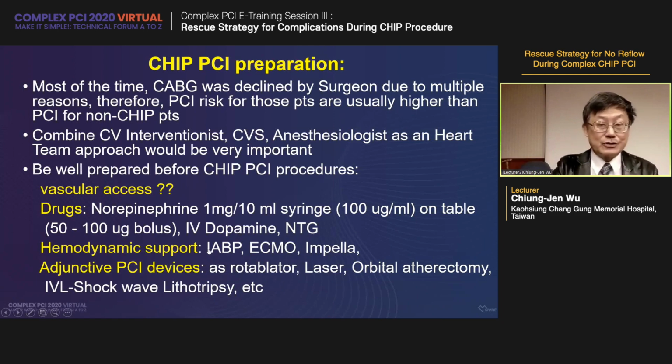Hemodynamic support, I think James will be giving a talk regarding how to do hemodynamic support. Adjunctive PCI devices: if the patient is very calcified, you want to use rotational atherectomy, laser, orbital, or IVL. I think we have to prepare these beforehand.